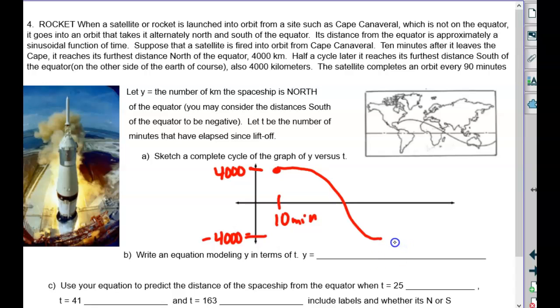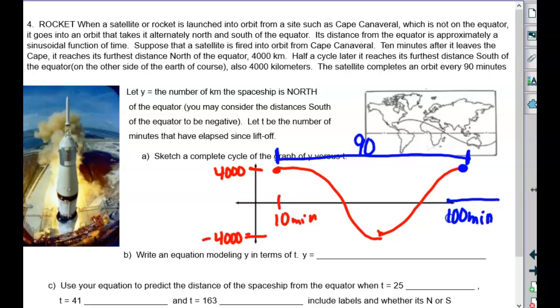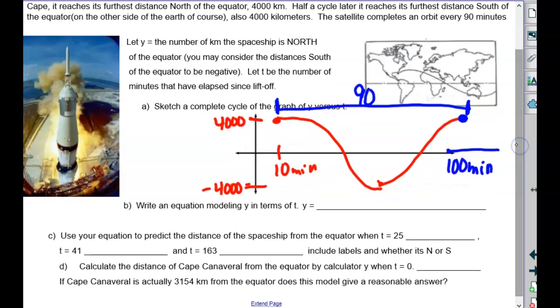The satellite completes its orbit in 90 minutes. So it goes back up here. The entire length is 90 minutes. Do you get what they're telling you guys? So what is the label on this point which it returns up here? It's not 90, it's what? It'd be 100 minutes, and it would be back at 4,000. The 90 is actually what? 90 minutes. It's the period.